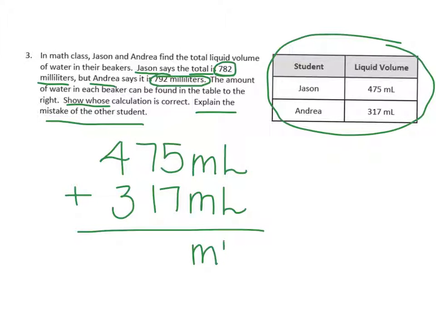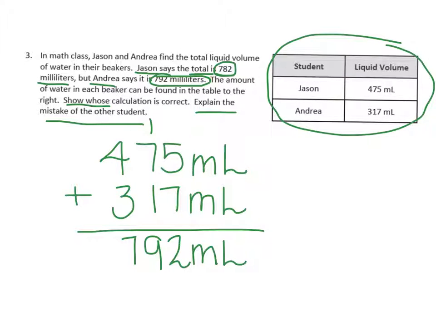So I'm going to bring down my label, which is milliliters. 5 plus 7 is 12. I'm going to write the 2 and carry the 1. 1 plus 7 is 8. 8 plus 1 is 9. 4 plus 3 is 7. The answer is 792 milliliters.